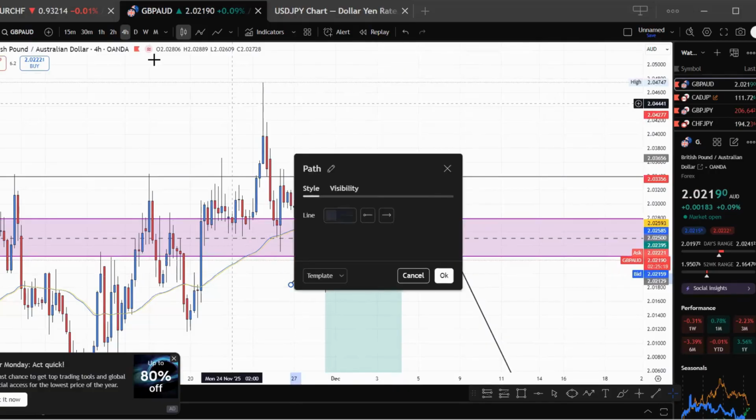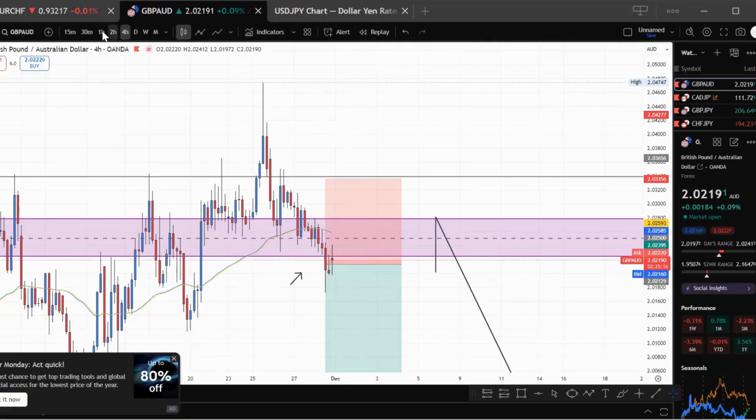So this is where I'll be going down to the smaller time frame, like 2 hour down to 15 minutes, to look for my entry. So this is what I'm anticipating price to do in this pair.